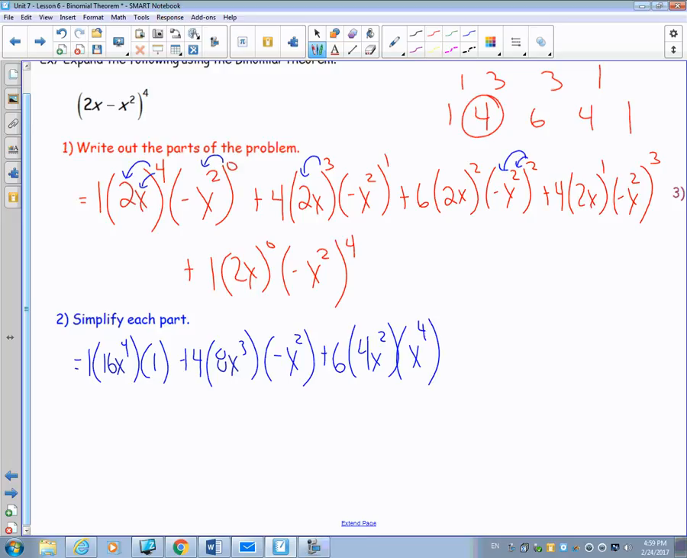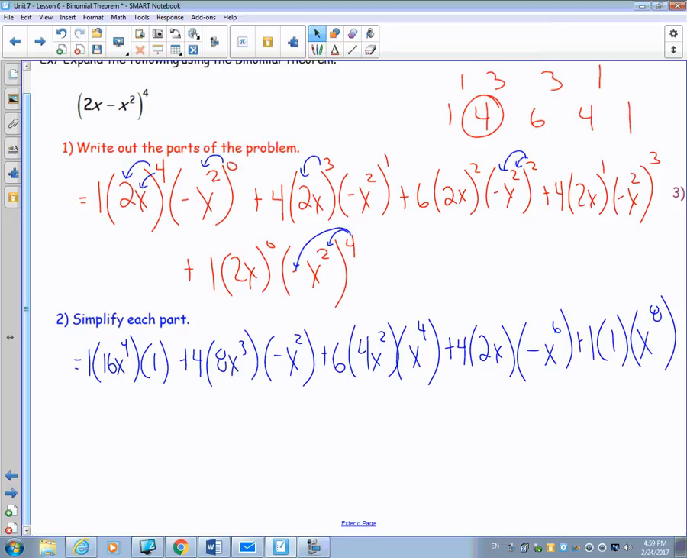You've got to apply exponent rules. Plus 4 times 2x, and negative cubed makes a negative, and x to the 6 plus 1, and the power of 0 is 1. And a negative to the power of 4 is a positive. Negative to the power of 4. And x to the power of 8. There's step number 2. Do each part.